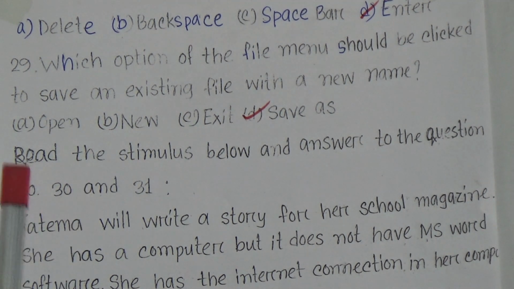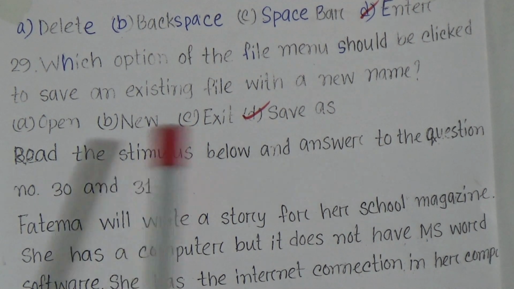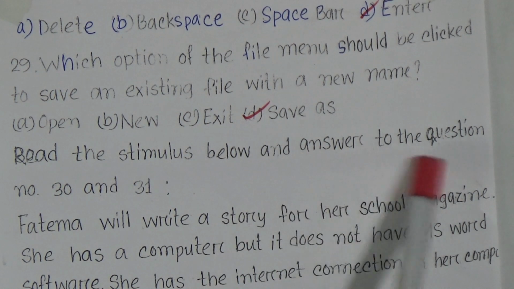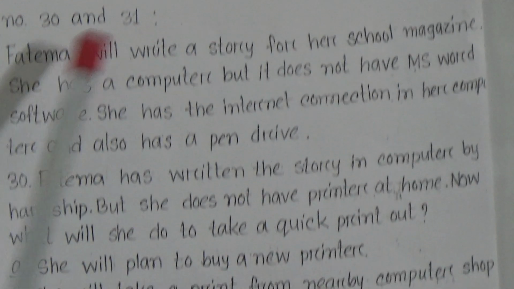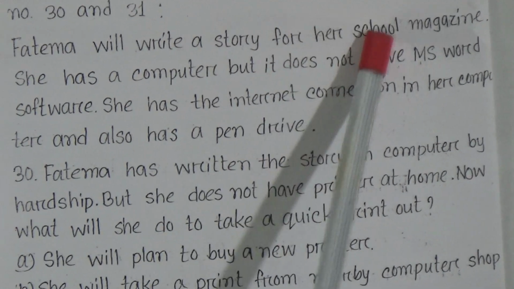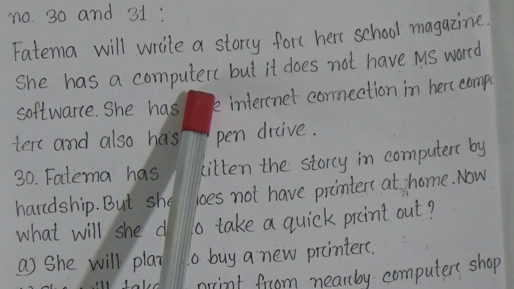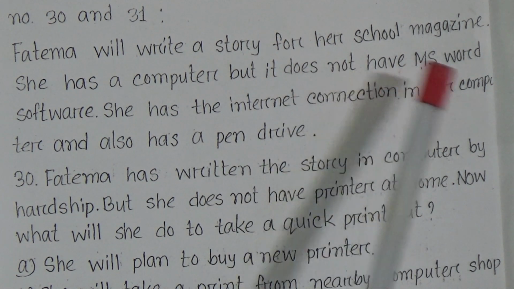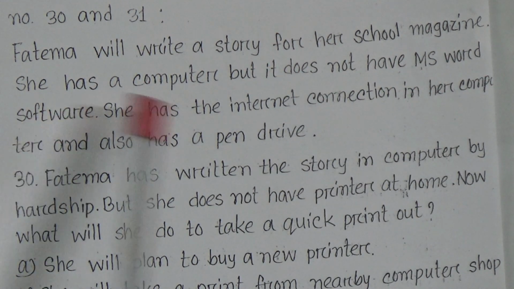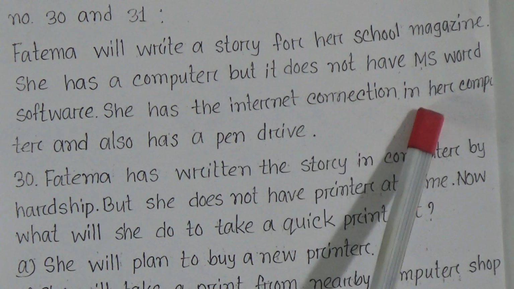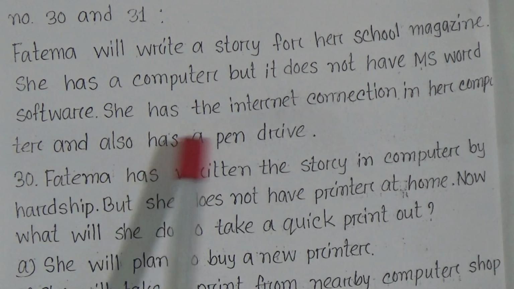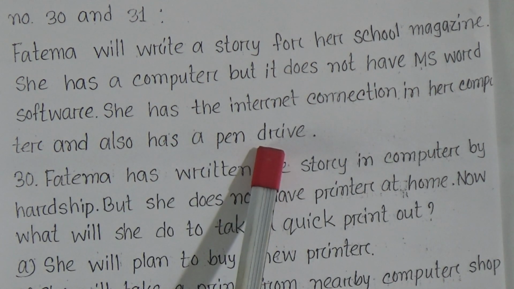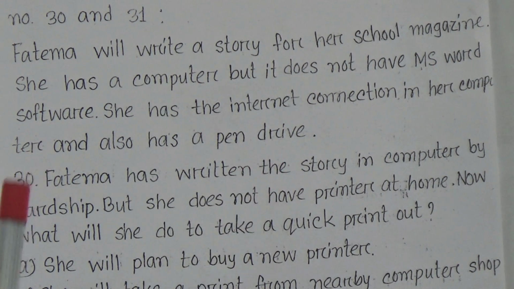Now number 30. Read the stimulus below and answer question number 30 and 31. Fatema will write a story for her school magazine. She has a computer, but it does not have MS Word software. She has an internet connection in her computer and also has a pen drive. Now you have to give the answer of question 30.